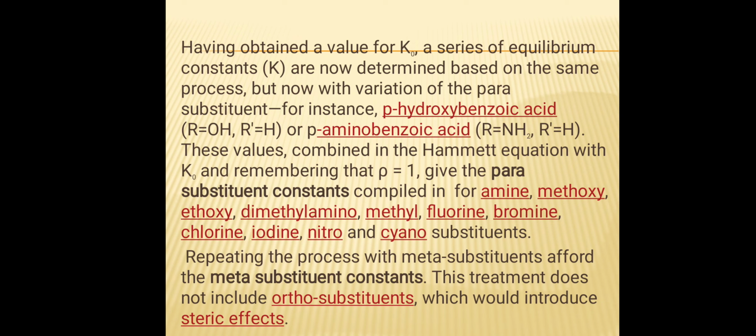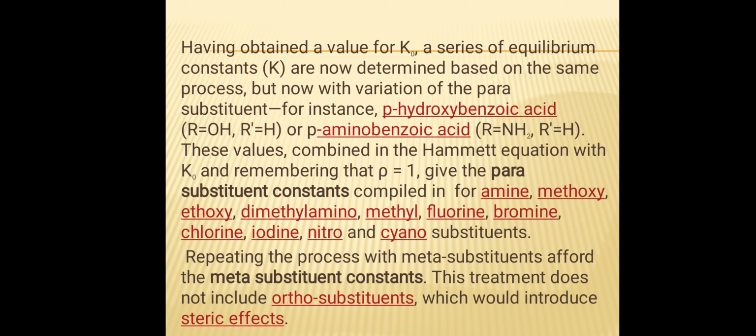But now, with a variation of the para substituent, para-hydroxybenzoic acid or para-aminobenzoic acid, these values combined in the Hammett equation with K0, and remembering that rho is equal to 1, give the para substituent constants compiled for amine, methoxy group, ethoxy group, dimethylamino group, methyl, fluorine, bromine, chlorine, iodine, nitro and cyano substituents. Repeating the process with the meta substituent offers the meta substituent constants. This treatment does not include the ortho substituent, which would introduce steric effects.